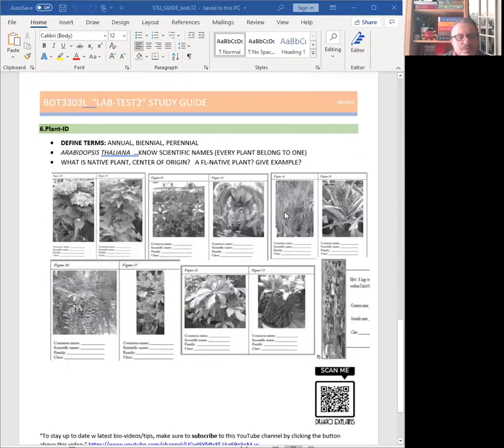The next lab is about plant ID. We have 2, 4, 6, 8, 10 plants here that you need to know their scientific name, their common name, and their class, right? And then there is a plant of the week there.